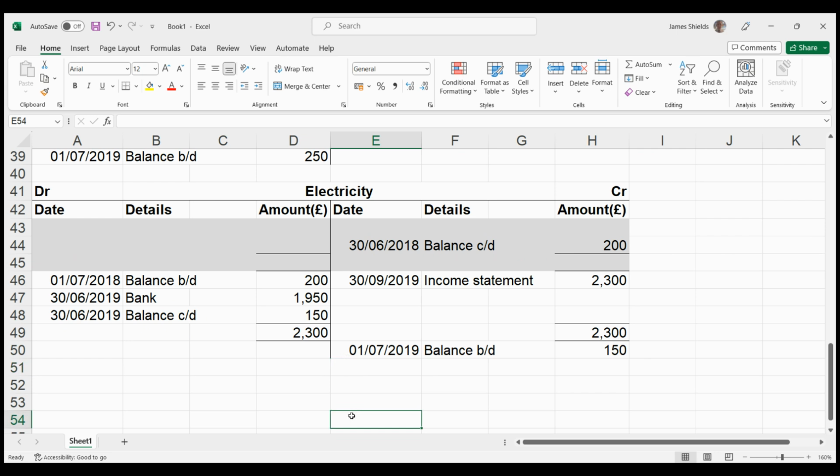So that's how to do your nominal ledger accounts for your prepayment and accrual of expenses.